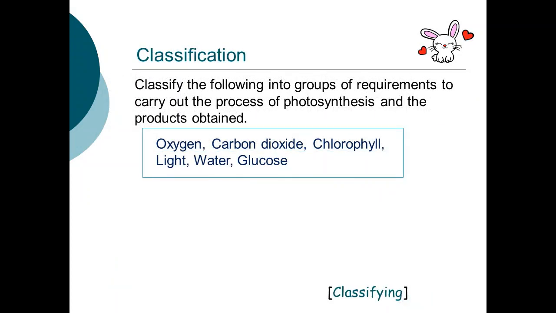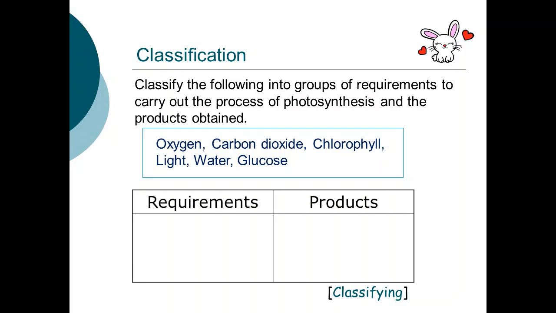Lastly, classification. Classify the following into groups of requirements to carry out the process of photosynthesis and the products obtained. Oxygen, carbon dioxide, chlorophyll, light, water, glucose. Classify it according to the requirements and products. Please try after the session also.